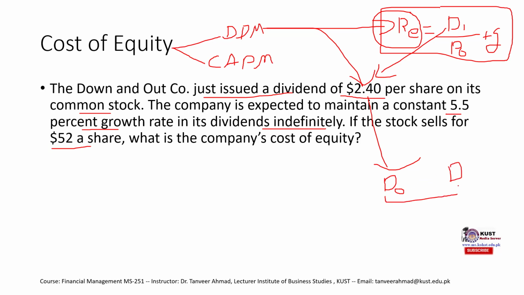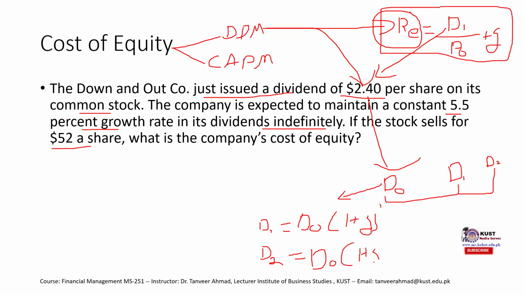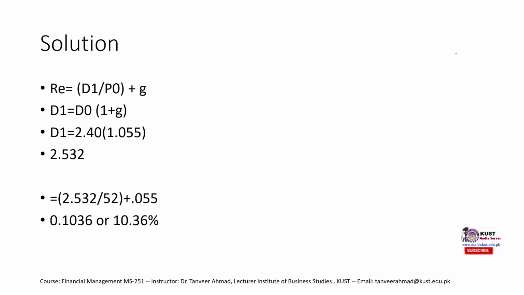And D1 means the dividend at time period 1, the next dividend, and D2 means the dividend at time period 2. So in this formula, we need dividend 1, but the value that we have been given is dividend 0, D naught. So first, we are going to convert D naught into D1, and how do we do it? D naught into 1 plus G raised to power 1 would be equal to D1. If we wanted to find D2, then it would be D naught into 1 plus G raised to power 2. Second, we are going to input that value into this formula, and the rest we are going to use in this slide.